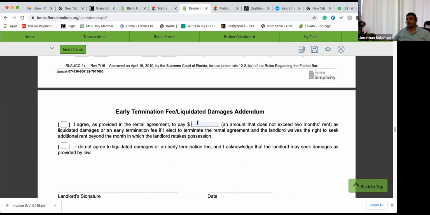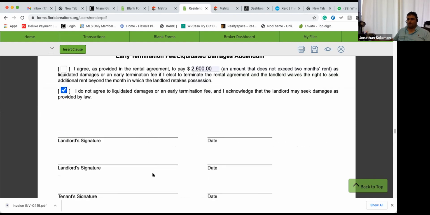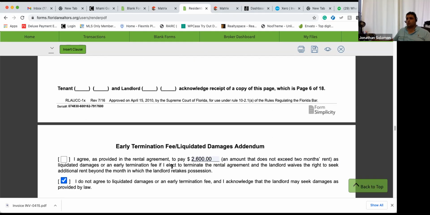For example, let's say the lease was for $1,300 a month and the landlord is keeping 2 months, meaning $2,600. We can select whether the landlord is going to have the option to collect this advance rent and keep it if the tenant terminates the lease early, or to take the tenant to court to be reimbursed for the lease itself. So those are the two options.